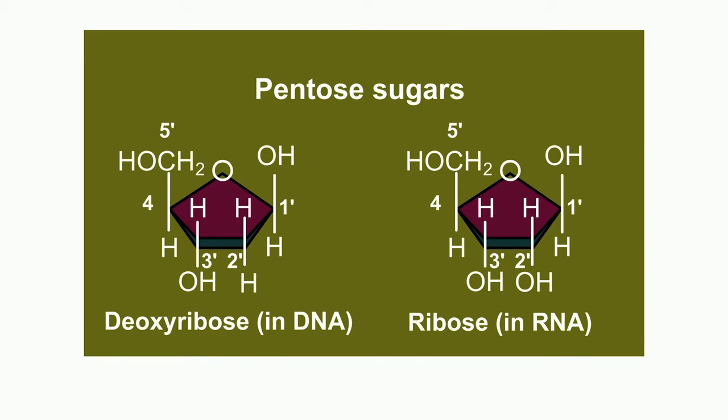The pentose sugars are of two kinds. DNA has what is called a deoxyribose, and RNA has what is called a ribose. The only difference between these two sugars is the 2 prime position. In the case of deoxyribose, you have an H in the 2 prime position. In the case of ribose, you have an OH in the 2 prime position. That is one of the major differences between DNA and RNA in terms of the sugar here.